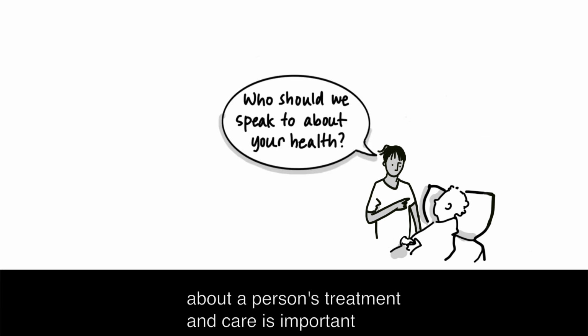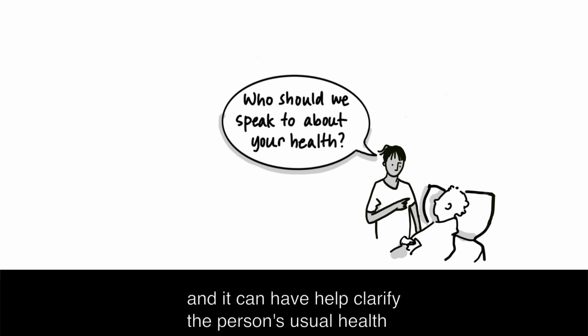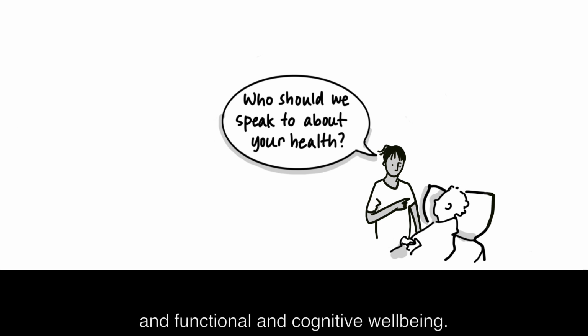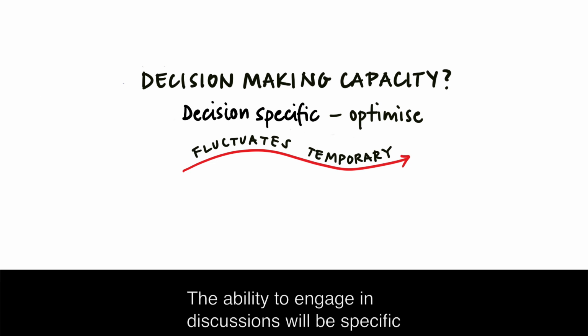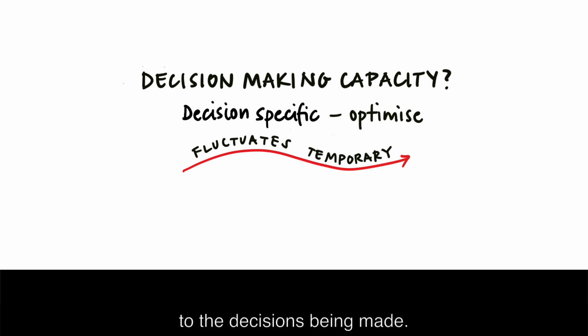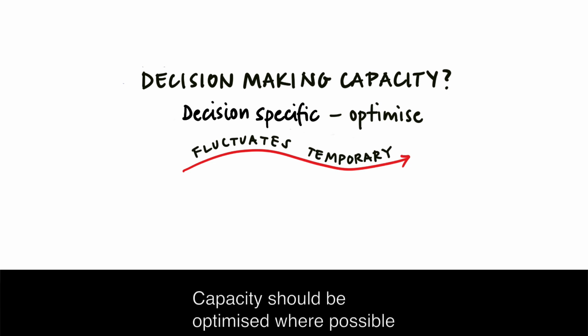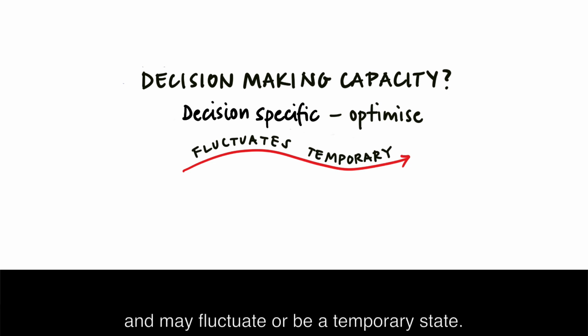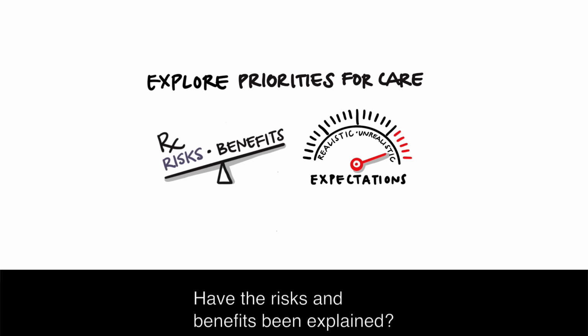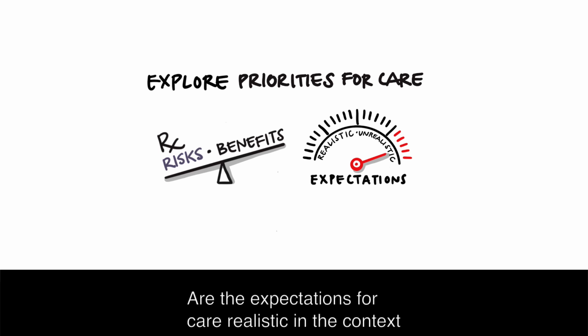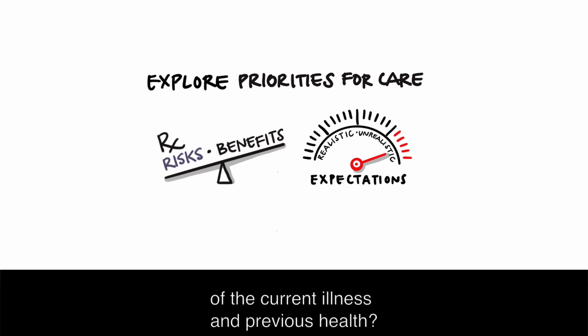Involving others in discussions about a person's treatment and care is important, and it can help clarify the person's usual health and functional and cognitive well-being. Is the patient currently well enough to be able to be involved in decisions about their care? The ability to engage in discussions will be specific to the decisions being made. Capacity should be optimised where possible and may fluctuate or be a temporary state. What are the priorities for treatment and care? Have the risks and benefits been explained? Are the expectations for care realistic in the context of their current illness and previous health?